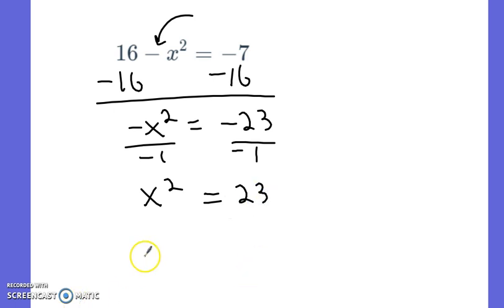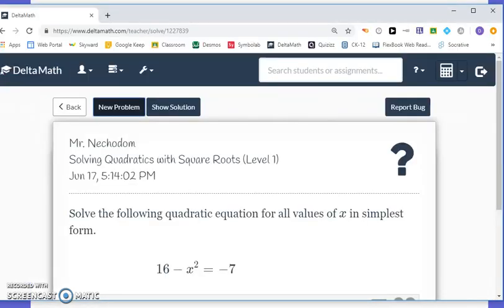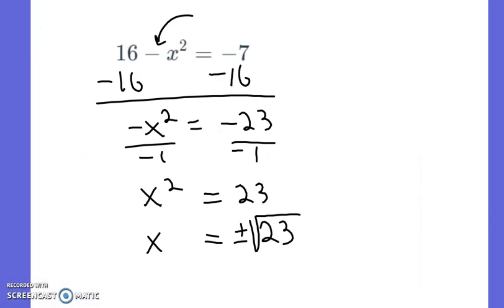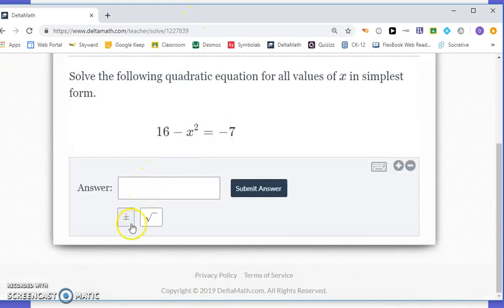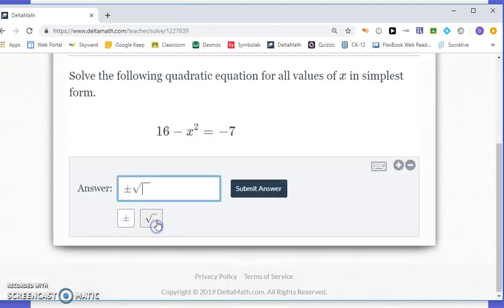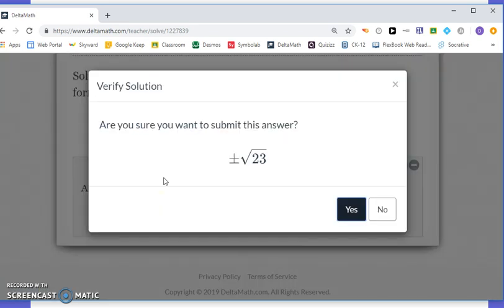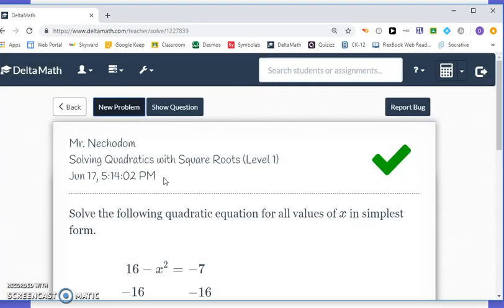Okay. Square root both sides to get rid of the squared, and we'll just write square root 23, and don't forget there's a plus minus sign in front of it. Okay. So our answers are positive and negative square root 23, and we should be able to just type that in directly into DeltaMath. Scroll down here. Positive, negative, square root 23. Okay, got it. Let's see what comes up next.